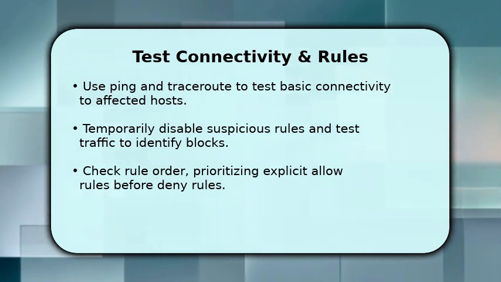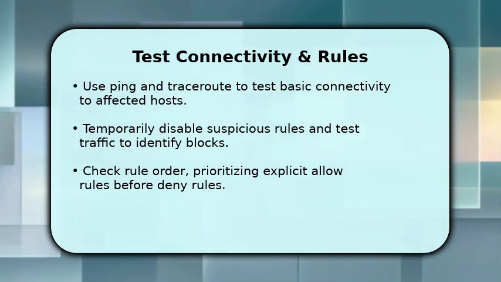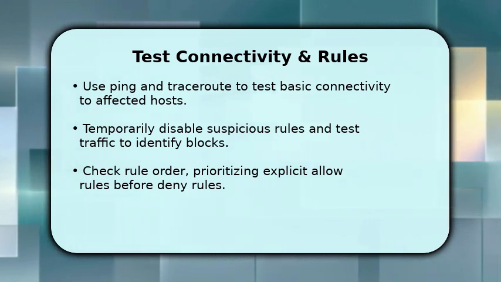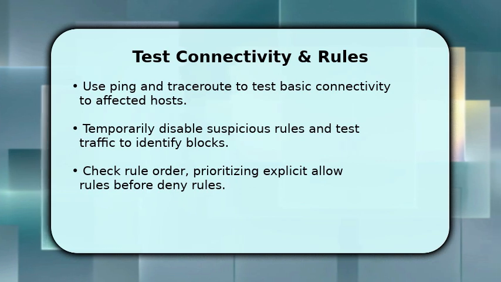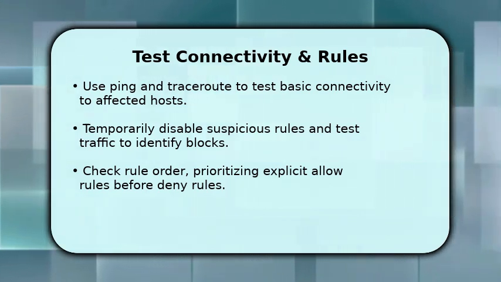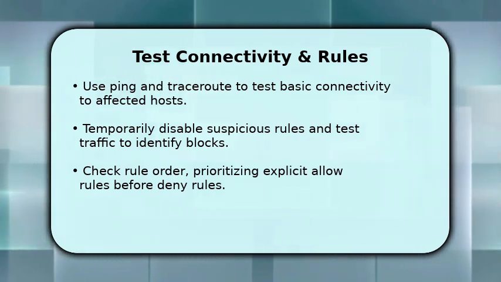Then review the firewall rule list and check rule order carefully, prioritizing explicit allow rules before deny rules. Temporarily disable suspicious rules, one at a time, and test traffic to identify which rule blocks the connection. Always document the original rule settings before changing them to ensure safe rollback.